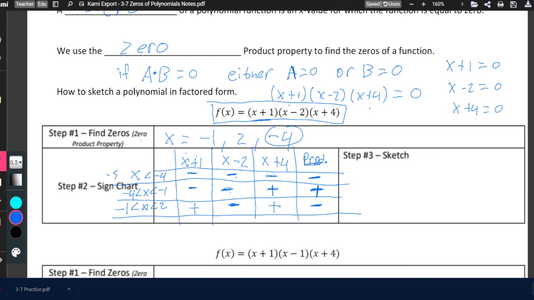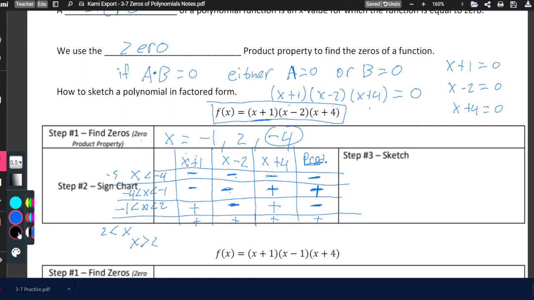And our last range is when x, so we'll write it like this, 2 is less than x. You can write it as x being greater than 2 if that helps you. So that would look like x is greater than 2. So what we'll find is they're all positive now. We get a positive out.